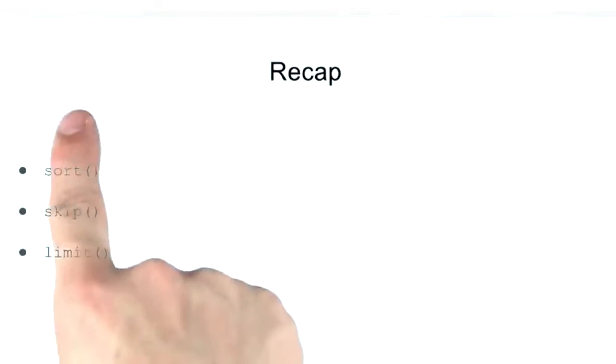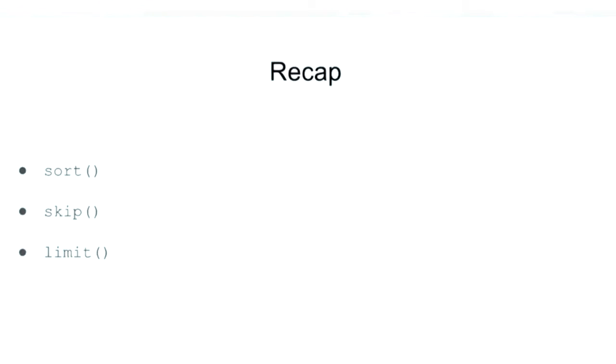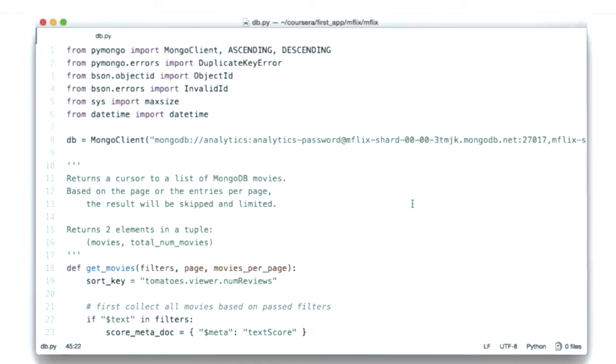Let's recap what we discussed in this lesson. We looked at these 3 common cursor methods, but moreover, we saw how together they can be used to generate our movie homepage, as well as, through the use of skip and limit, support pagination.